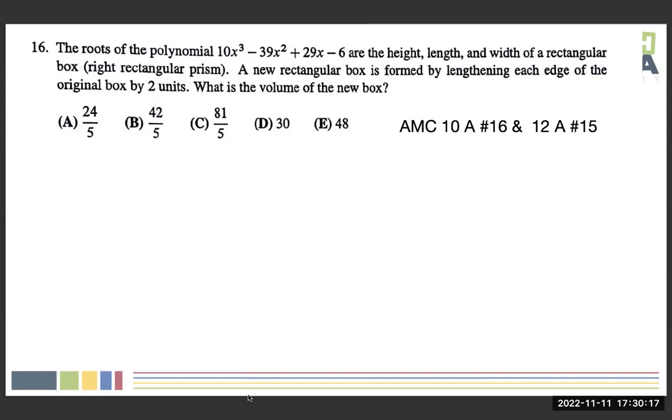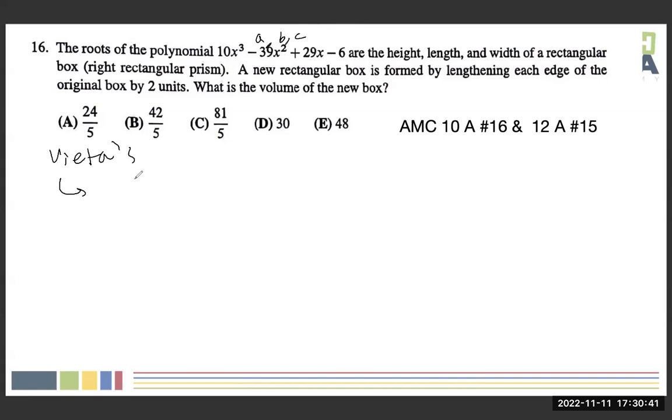Okay, well, this is related to something called Vieta's theorem or Vieta's formulas, right? Which basically you get from the fact that, let's say that we know what the roots of this polynomial are. Let's say the roots are a, b, and c.